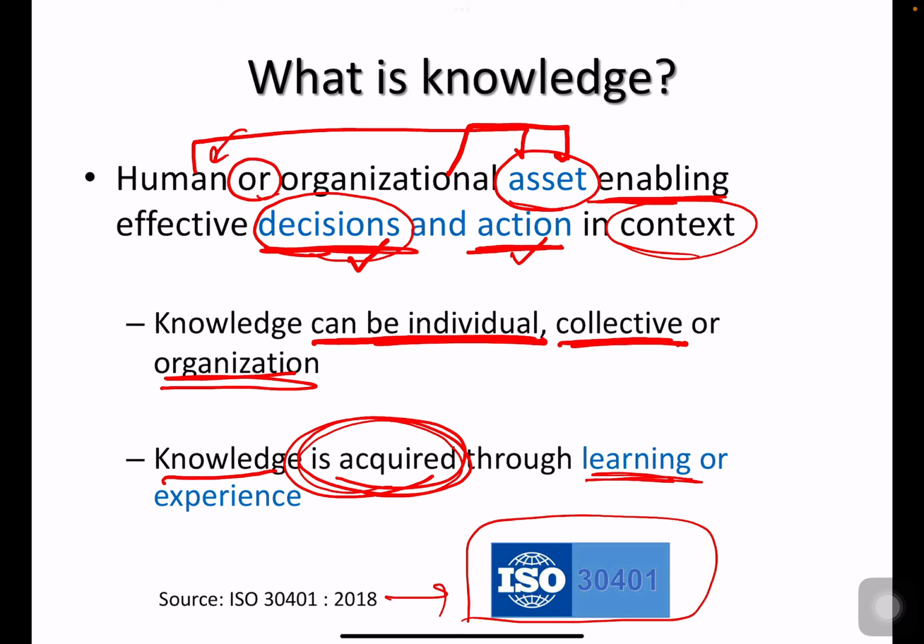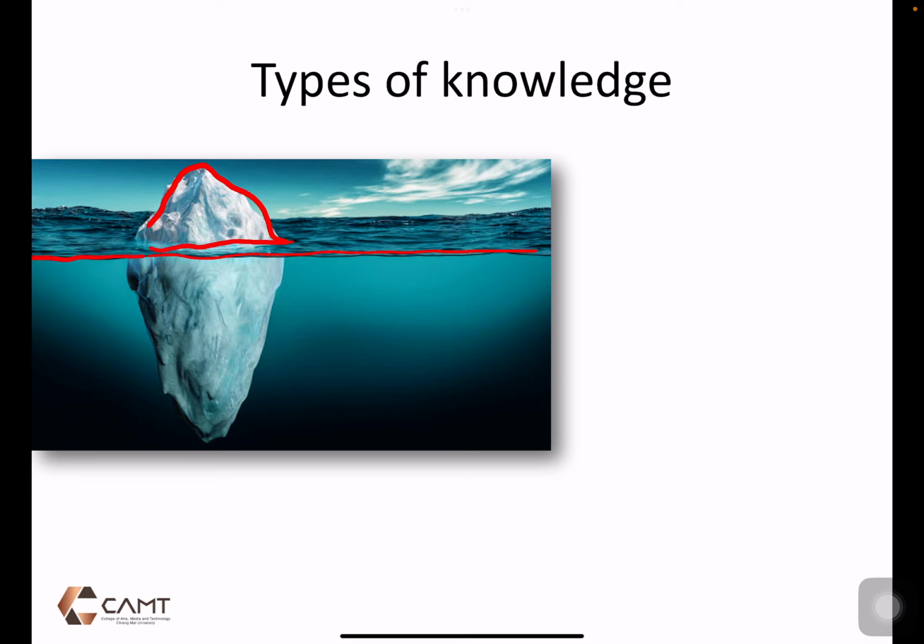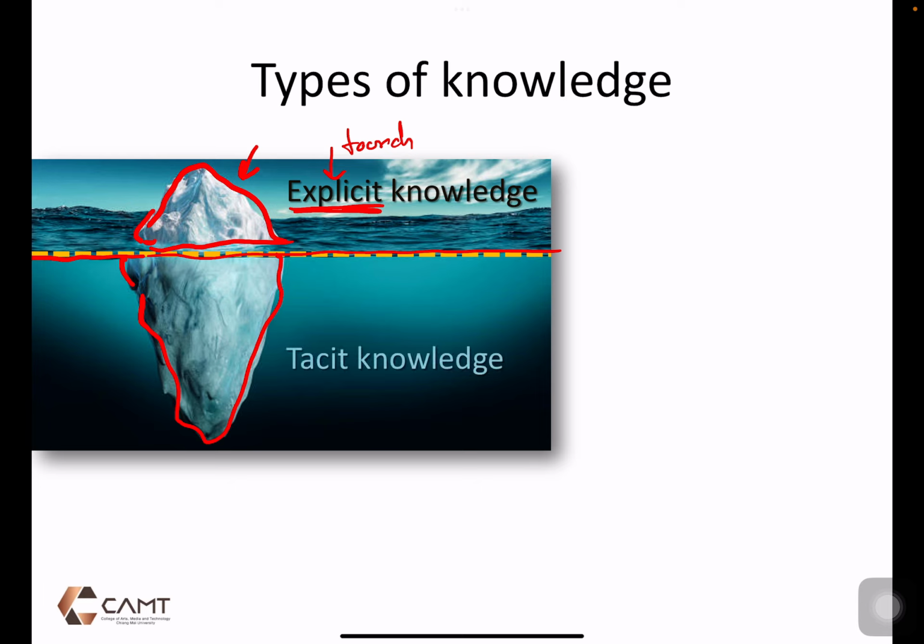So let's continue to the types of knowledge. You can see the iceberg, above and under the sea. Above the sea, we call it explicit knowledge. It means that you can see it with your eyes and touch it. But under the sea level, we call it tacit knowledge, which is untouchable. You cannot touch it, and you cannot see it with your eyes.